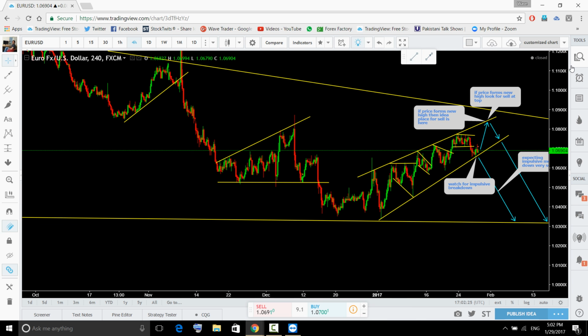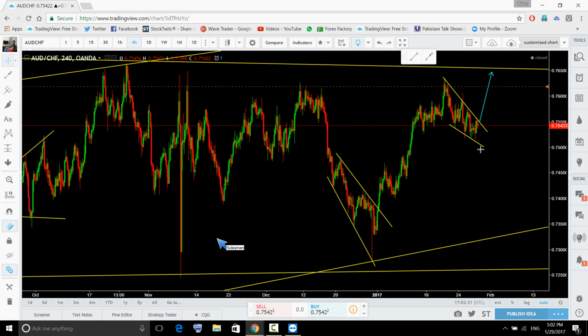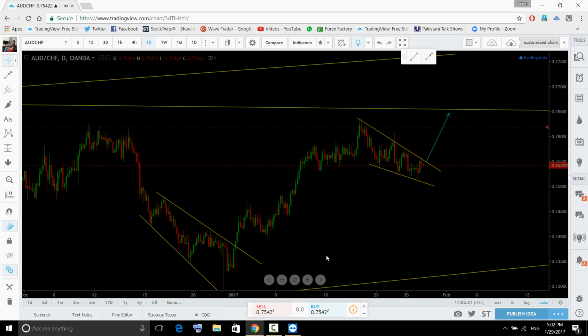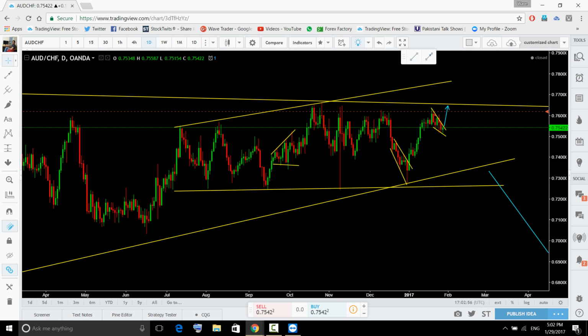So the dollar index hasn't changed much. Aussie chief: those who sold Aussie chief somewhere here did well. If you remember, we were looking for a sell setup somewhere here. For those who are not in and are looking for a sell setup here, it seems to me that this is not a continuation to the downside. The price action we can see at the top seems to me not a continuation to the downside, so it can push to the upside.